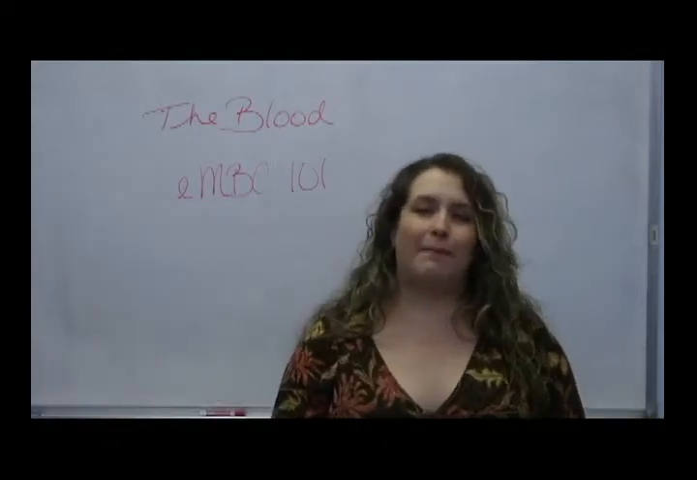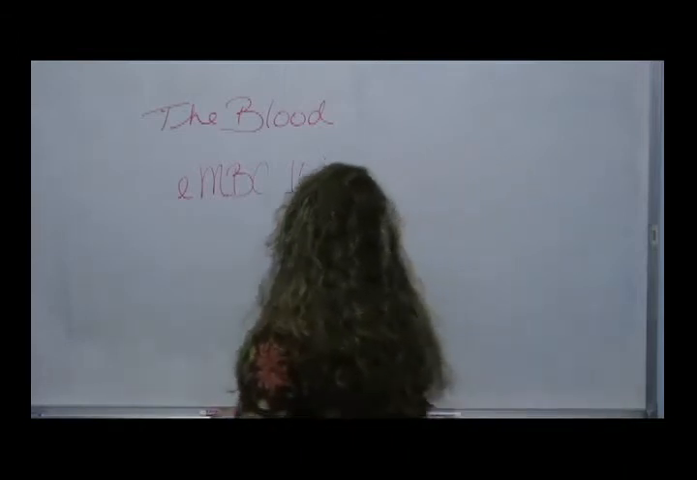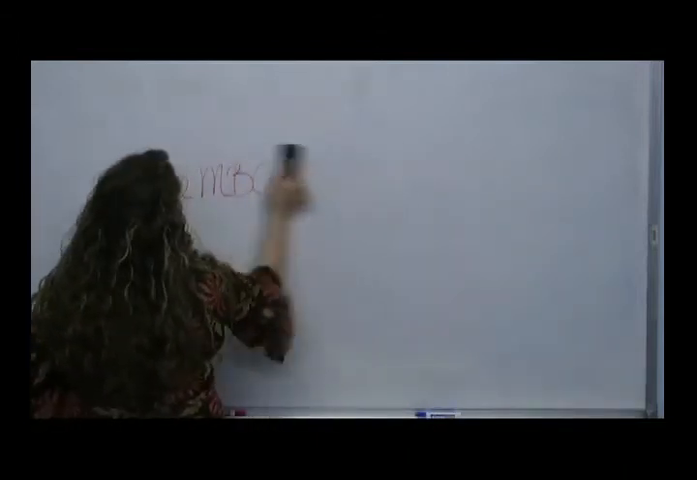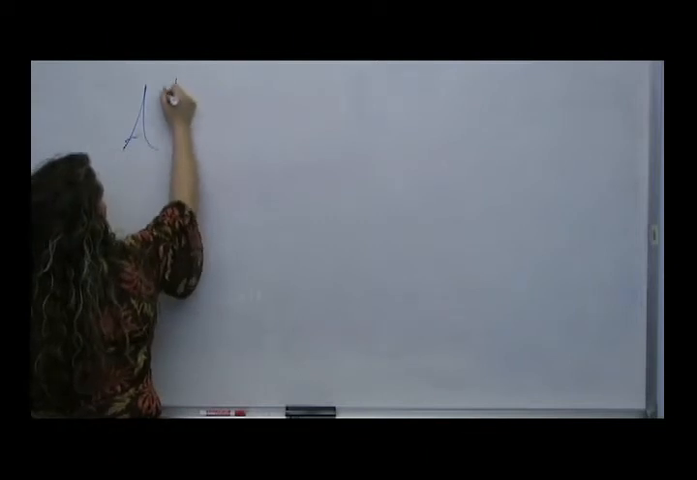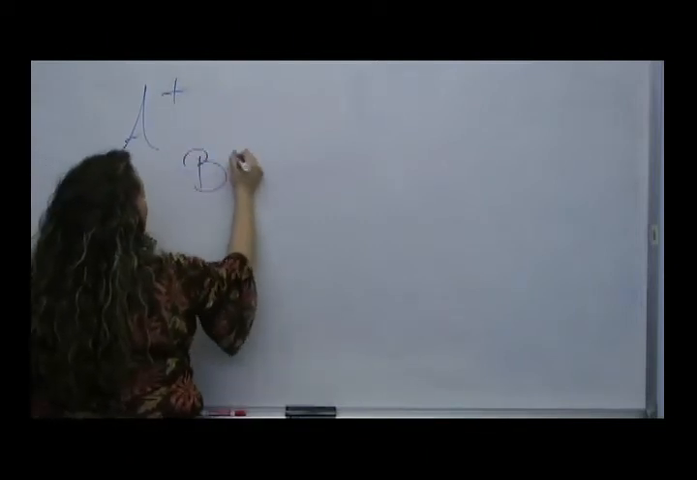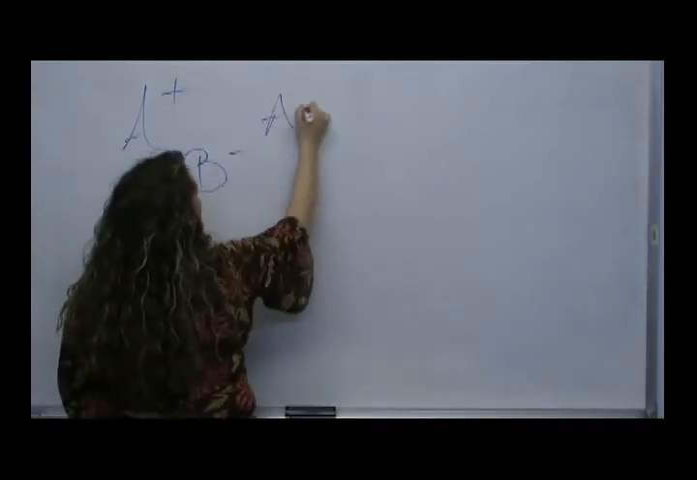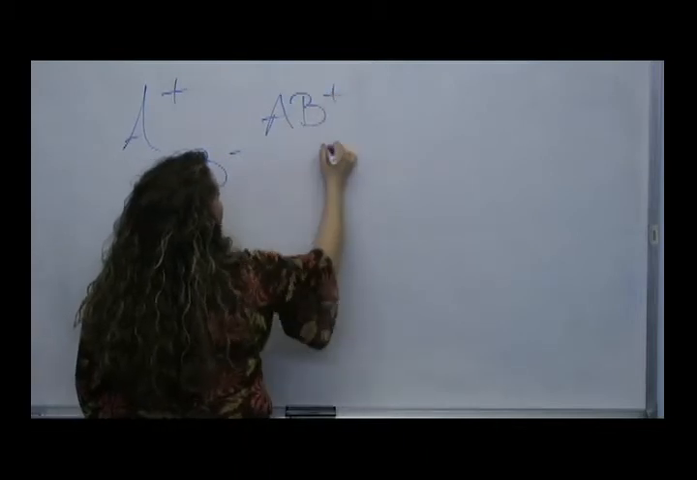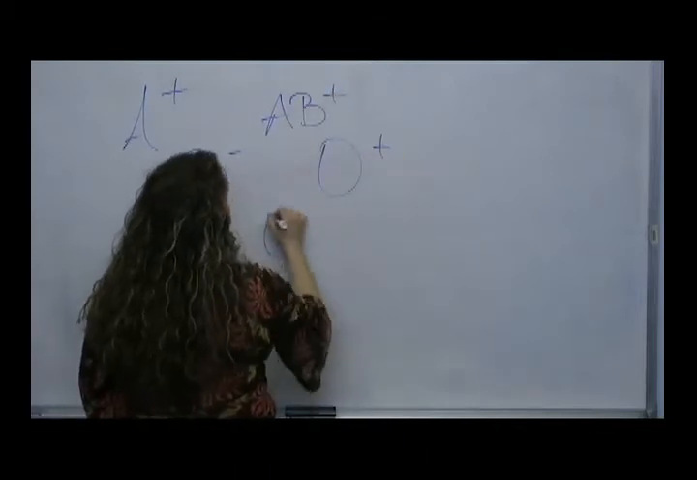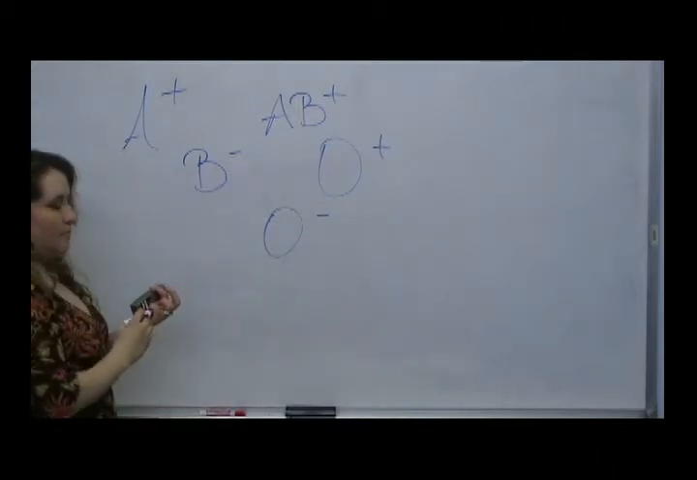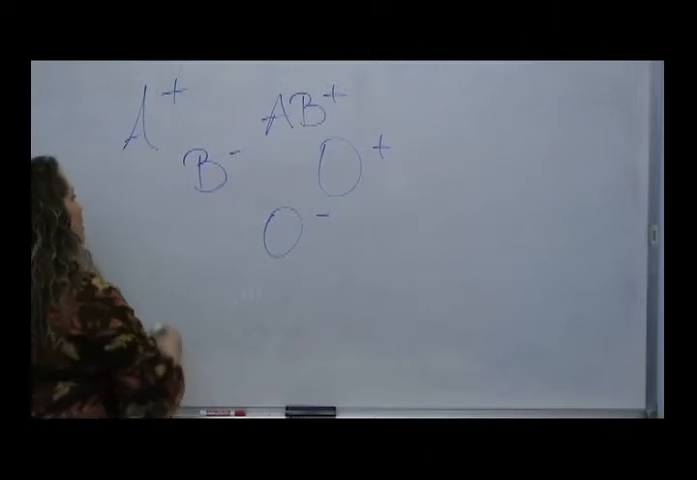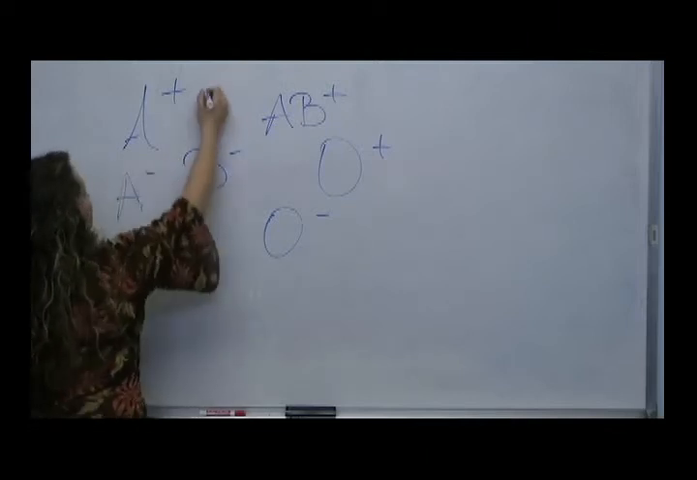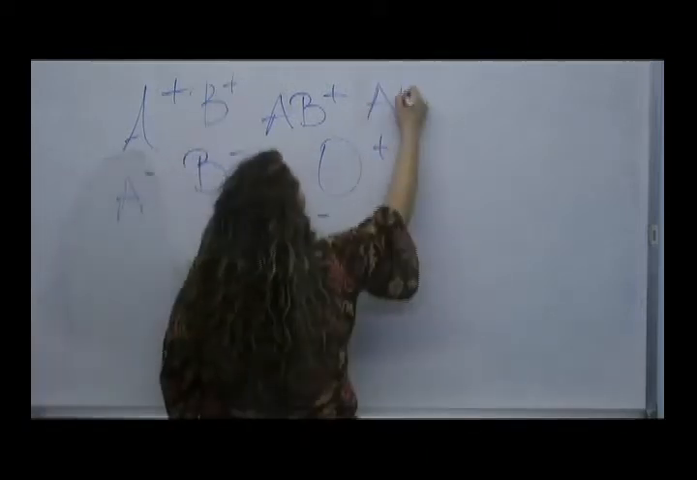We also need to discuss blood types. Many of you have seen blood types written as maybe A positive, B negative, AB positive, O positive, or O negative. Okay. There's A negative, B positive.